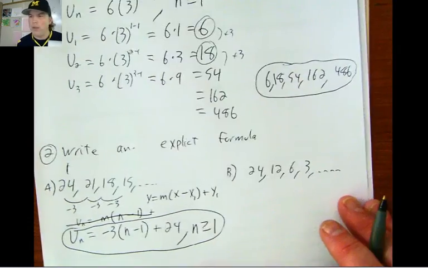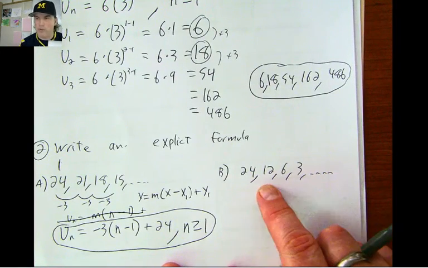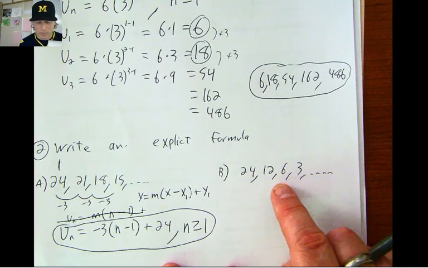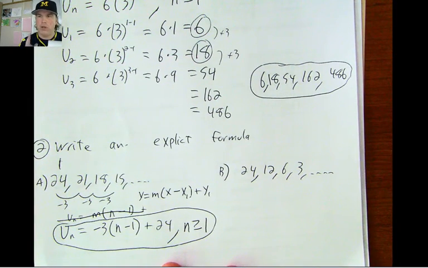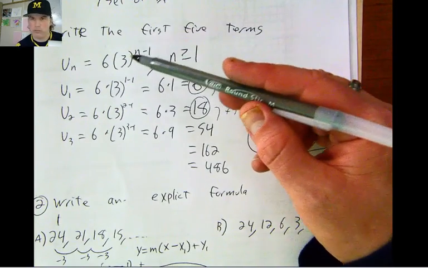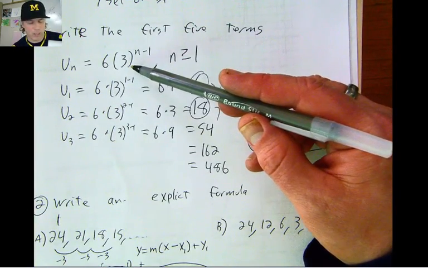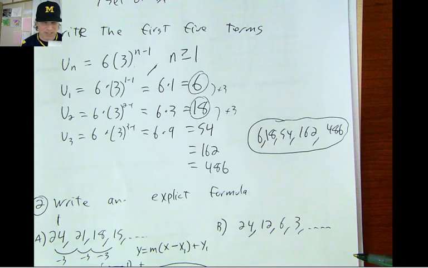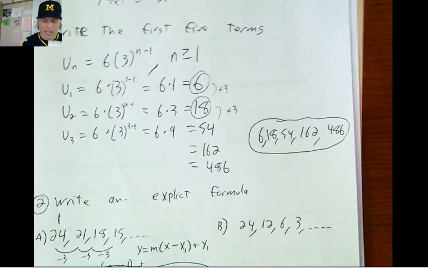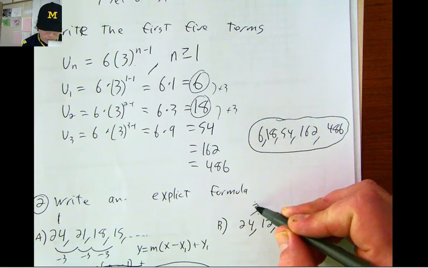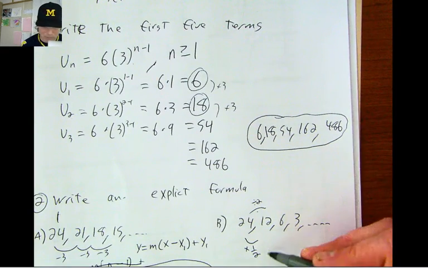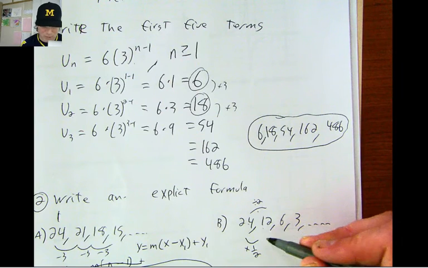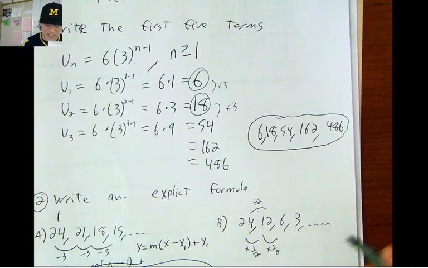Number 2. I notice 24, 12, 6, 3. Every single time we're going by half. It's dividing by 2. But if you're going to use the geometric sequence formula from what we did way back, you don't want to think division, you want to think multiplying. Dividing by 2 is the exact same thing as multiplying by the reciprocal, so multiplying by 1/2. 24 times 1/2 is 12. 12 times 1/2 is 6, to 3.